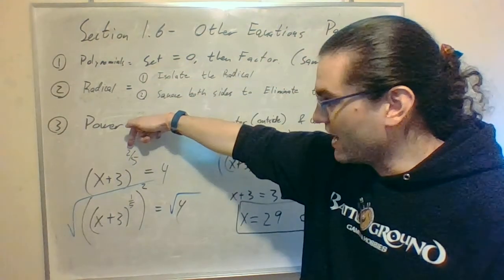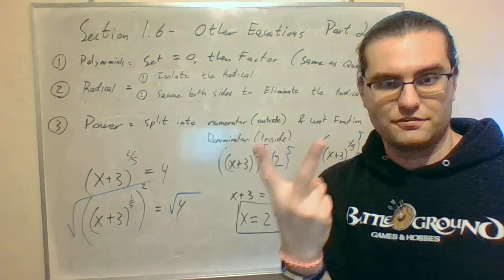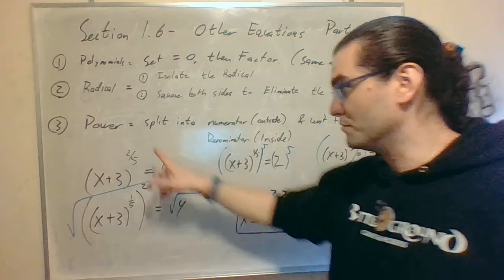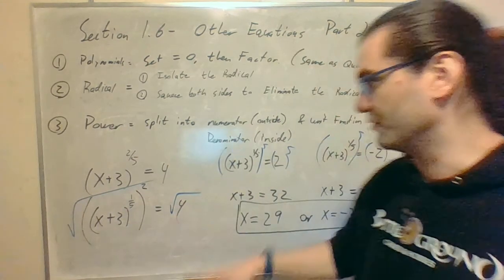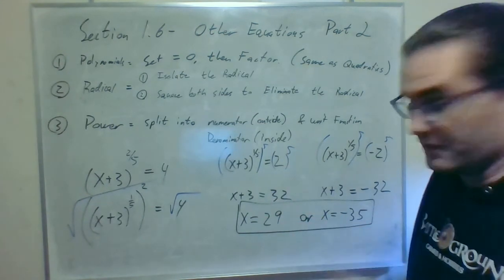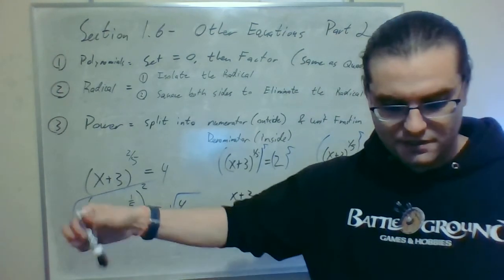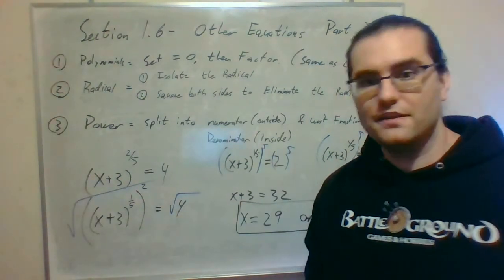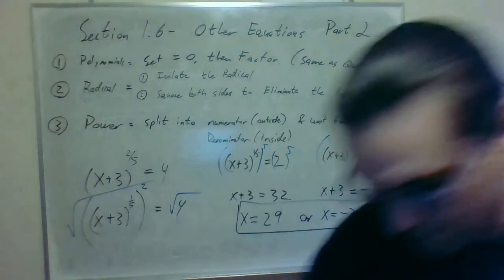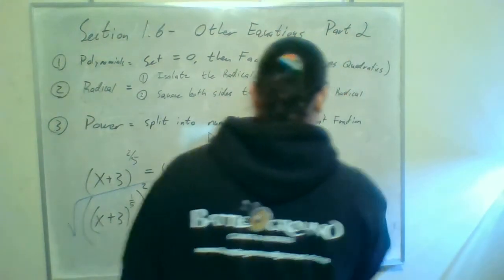Anything that has an even numerator will have two solutions. Because even numerators mean you're taking a square root or a fourth root, and you'll deal with plus and minuses, and that'll give you two answers. That is the end of the lesson on other equations. Let me make a quick written note.